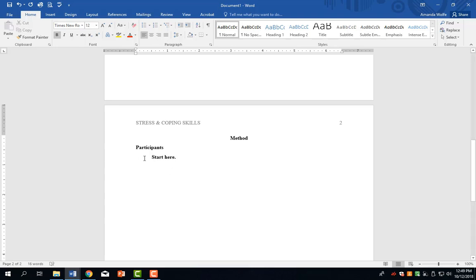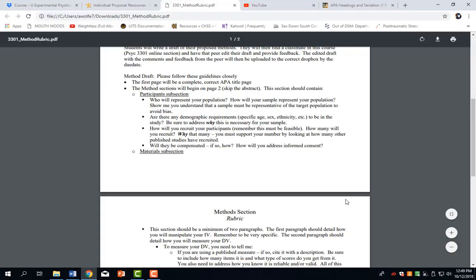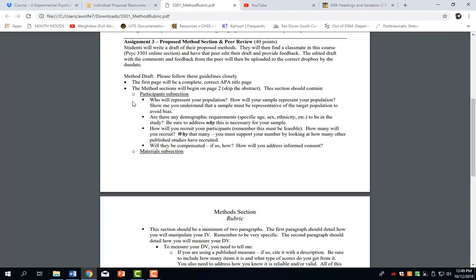I want to make sure though that I turn the bolding off when I actually get to my paragraph. If we go back to our rubric, you'll see that the questions that I need to answer are who will represent your population, what's your target population, what are the demographic requirements for your study, and particularly how many will you recruit and why. You must support the number of participants you are recruiting with other published studies.